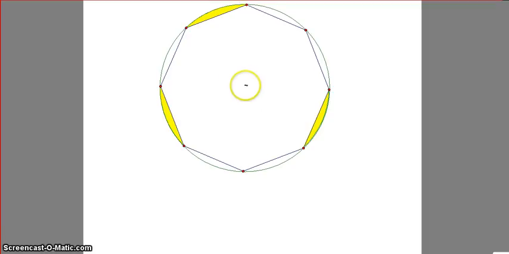Problem number 1 from the Chapter 11 review packet. And we're trying to find the percent shaded. We have a regular octagon inscribed inside of a circle. To start off with, I'm going to draw that segment.